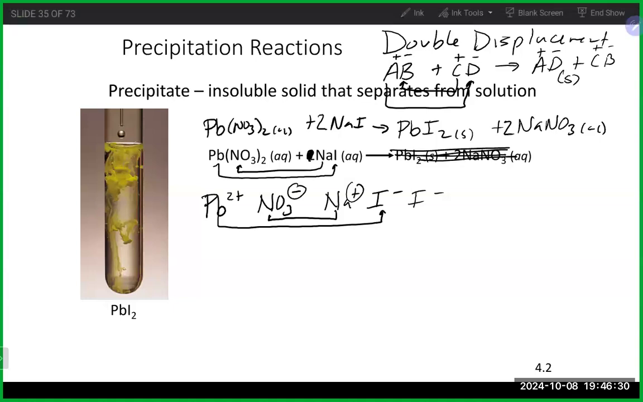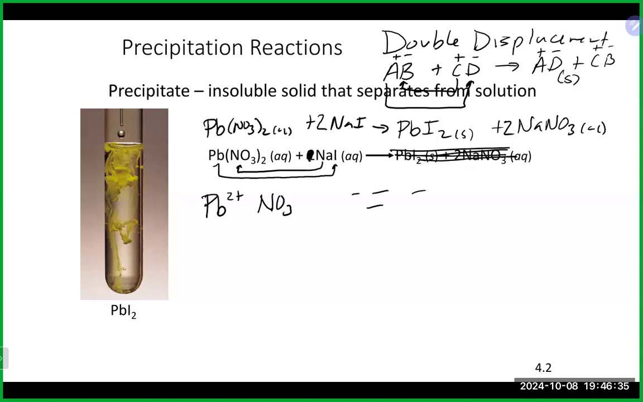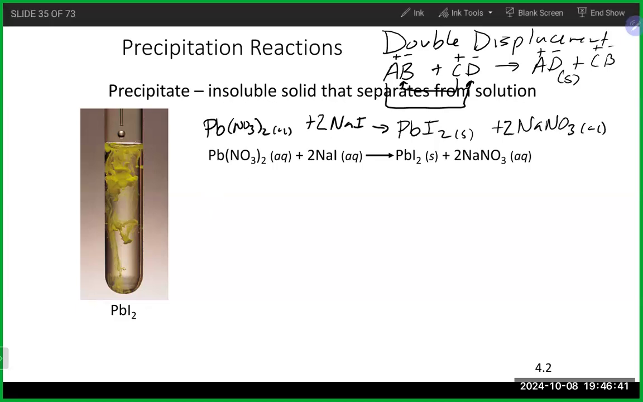Now that we have this equation here, this equation, as we probably know, is what is referred to as the molecular equation. So this is the molecular equation.